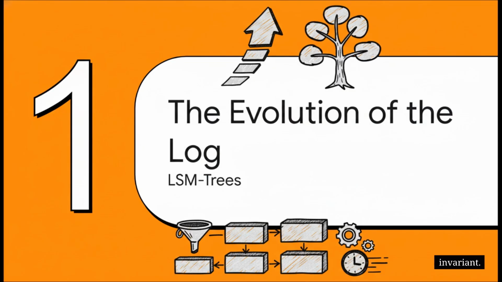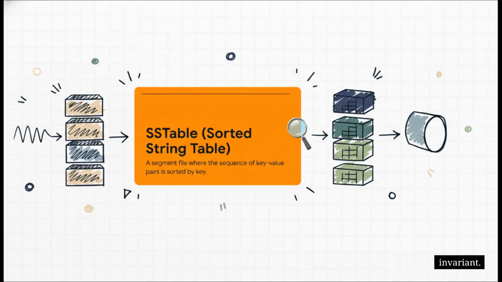Well, this leads us to a much more sophisticated and powerful idea that's built on that same log concept, the log-structured merge tree, or what everyone just calls an LSM tree. The secret sauce for LSM trees is a new rule for our log files on disk. Instead of just appending data in whatever order it arrives, we now require that inside any given file, all the key-value pairs are sorted by the key. We call this a sorted string table, or SSTable. And this one little change, making things sorted, has massive implications.